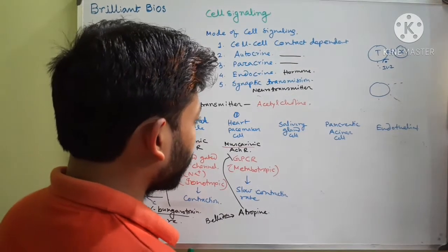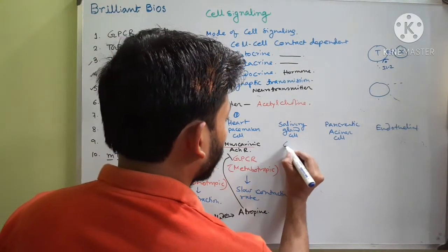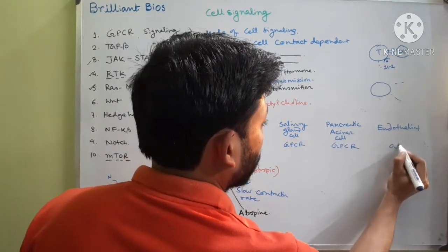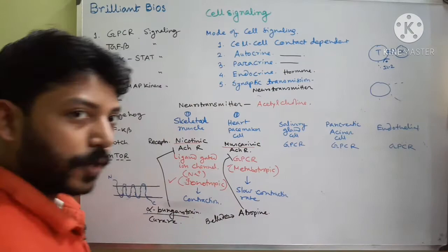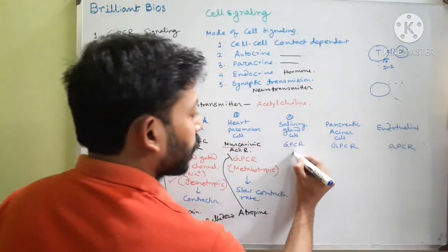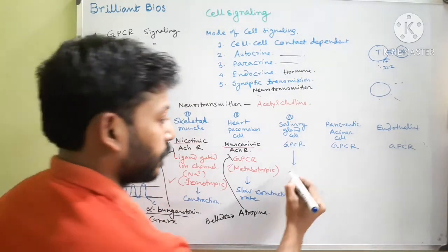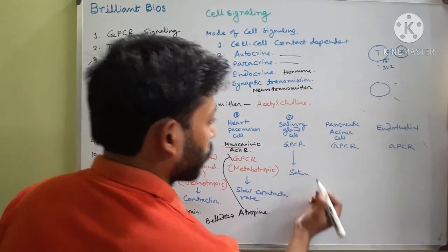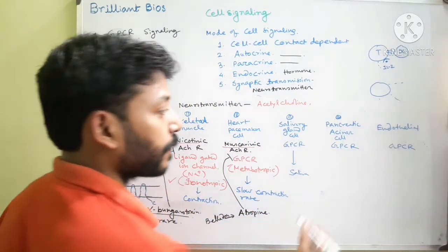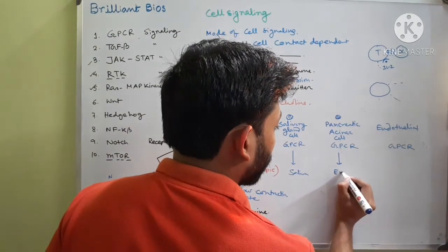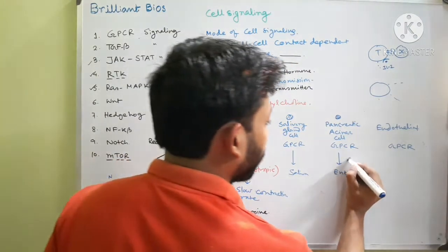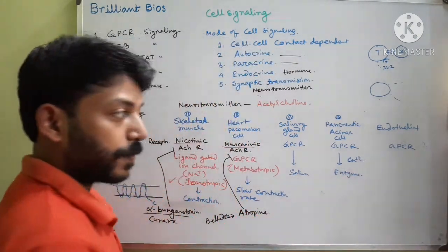In the case of the salivary gland, what happens? This is also a GPCR protein, also a G protein. In the endothelial case, it is also a GPCR protein. When acetylcholine binds, they secrete saliva. In the case of pancreatic acinar cells, when acetylcholine binds, they secrete enzymes that help in digestion, because calcium rises in this pathway.